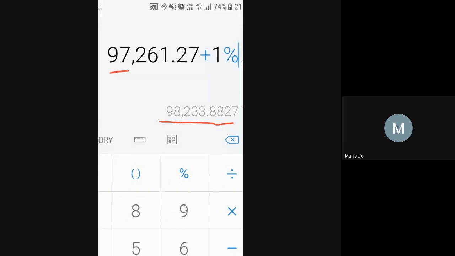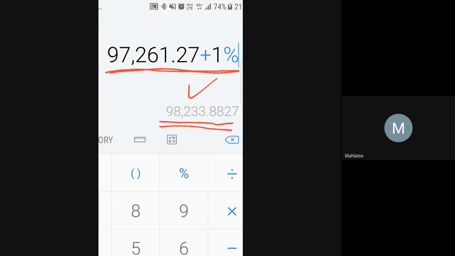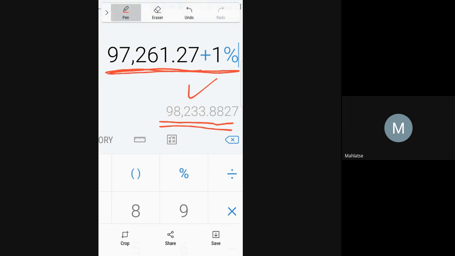Mahlatse, I thought your calculator is straightforward, but it's not. I wanted to calculate 1% of 97,261 and then add it without the percentage. I hear what you're saying. We are not just interested in the profit amount; we wanted the price. What you wanted to do is 98,233.88 minus 97,261.27. That is what you wanted to calculate. Do you get that?